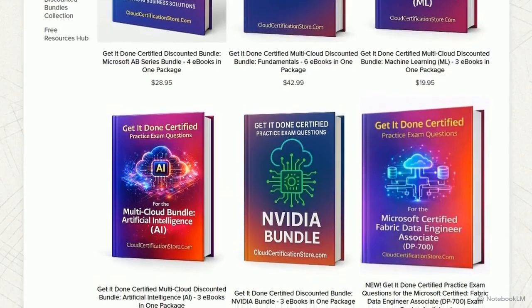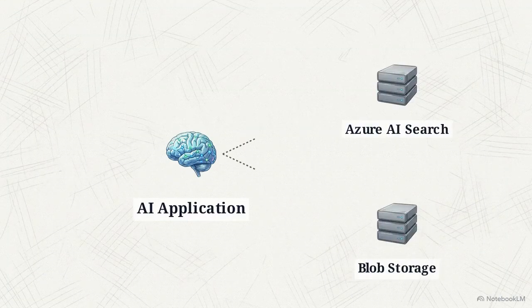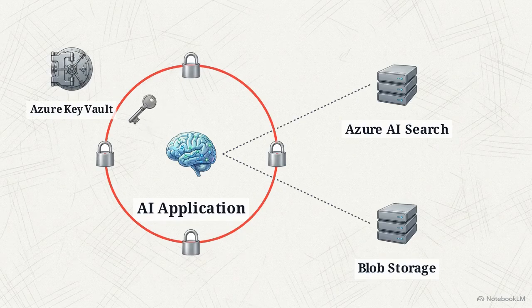Let's walk through one to see how this works. You are tasked with deploying a new AI application that connects to Azure AI Search and blob storage. Your security team establishes a strict boundary. The application cannot rely on stored secrets or connection strings. This network topology shows the expected access path.